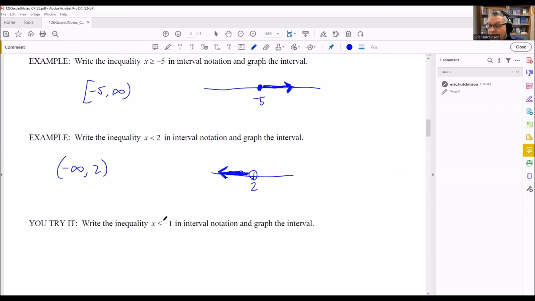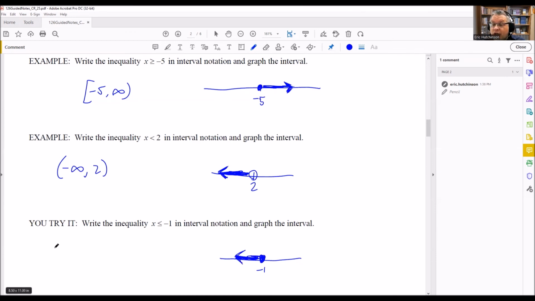Then one more, x is less than or equal to -1. We start with -1 on our number line, and at -1, I'm going to put a closed circle because we have the equal sign underneath, and it's less than. Less than means we go to the left. So it's going this way, a closed circle going to the left.